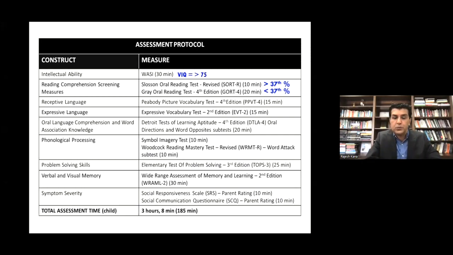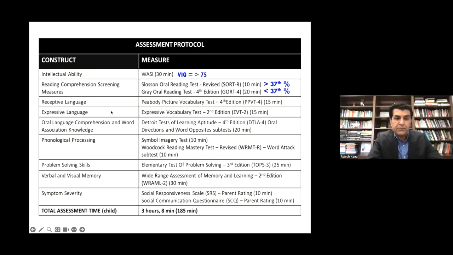So that's the group we are targeting, and we are using the Slosson oral reading test. For decoding, they need to have a score of more than the 37th percentile, and comprehension is measured using the Gray Oral Reading Test, or GORT, where they need to have a score below the 37th percentile. They also need to have an IQ of above 75. That helps with their task performance as well as with getting into the scanner and so forth.